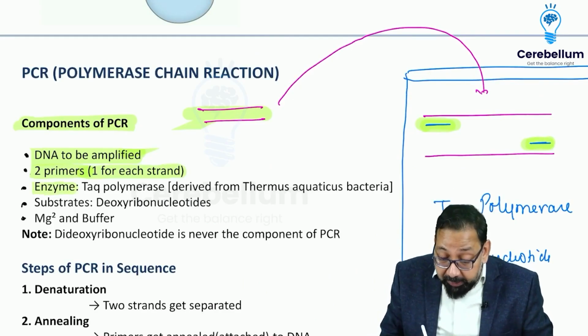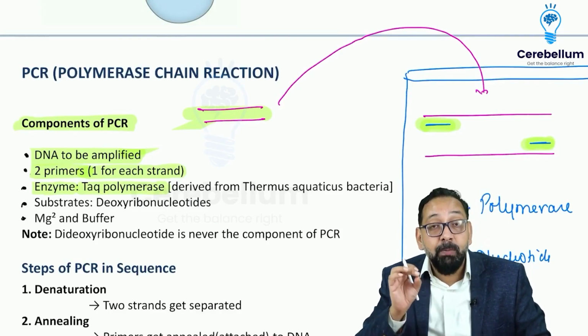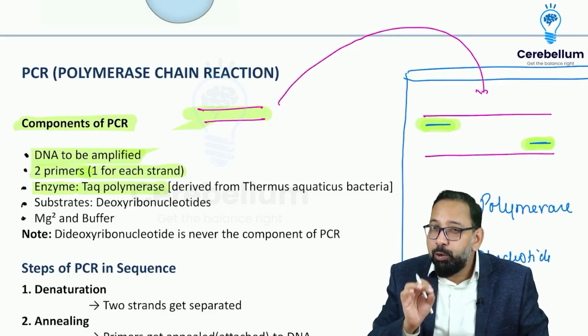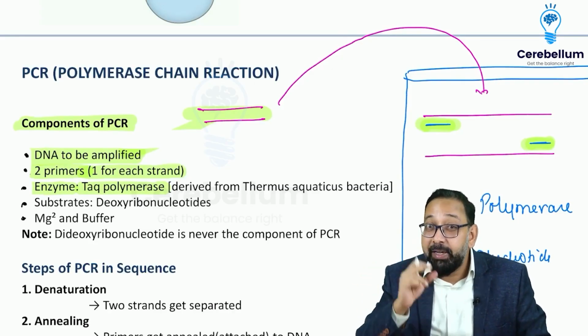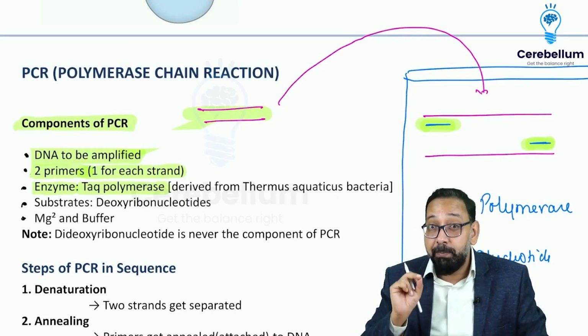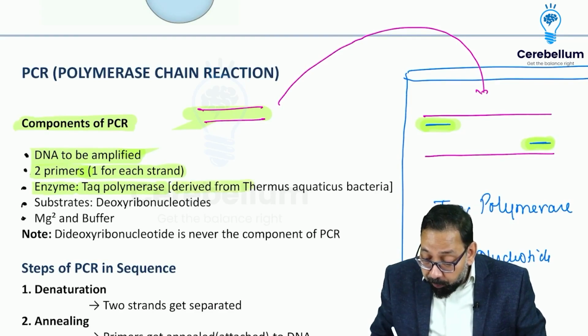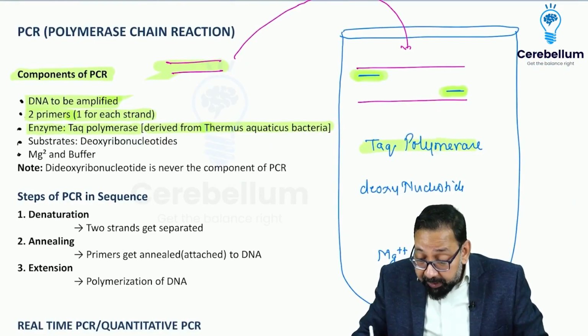Now we will take the enzyme Taq polymerase, from Thermus aquaticus, a warm water bacteria, which can tolerate high temperature. If you take normal polymerase, that will be denatured by heat. That's why we take Taq polymerase, from a warm water bacteria, which can tolerate high temperature. So derived from Thermus aquaticus bacteria.